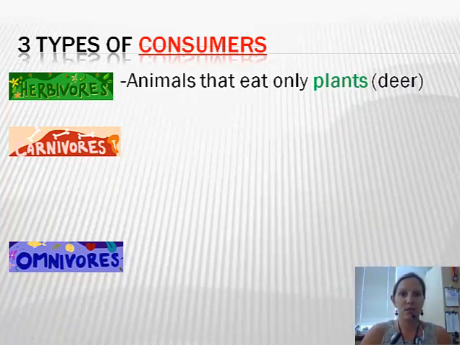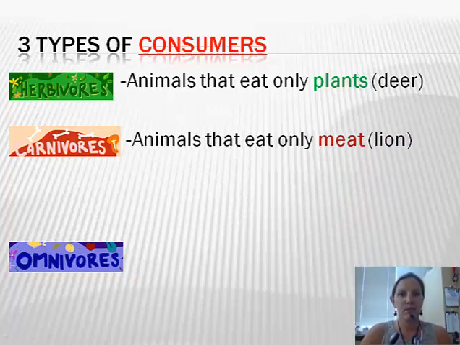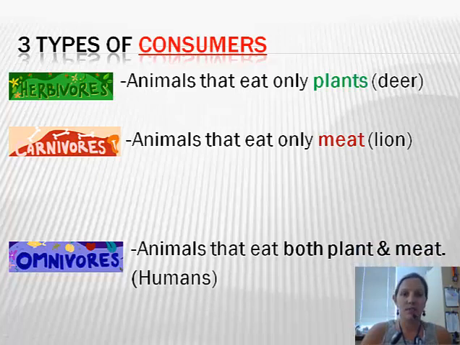An herbivore is an animal that eats only plants, like deer. Please write that down. A carnivore is an animal that only eats meat, like a lion. And an omnivore is an animal that eats both plants and meat. That includes humans. We can eat both plants and meats.